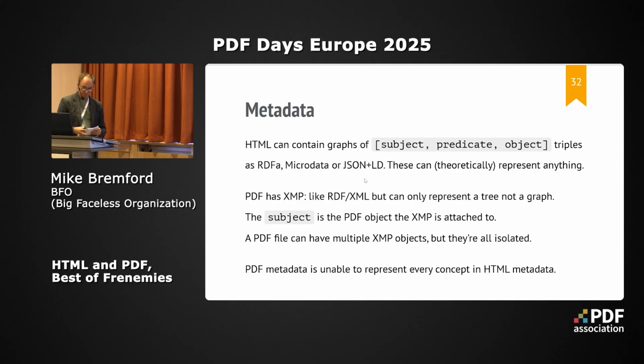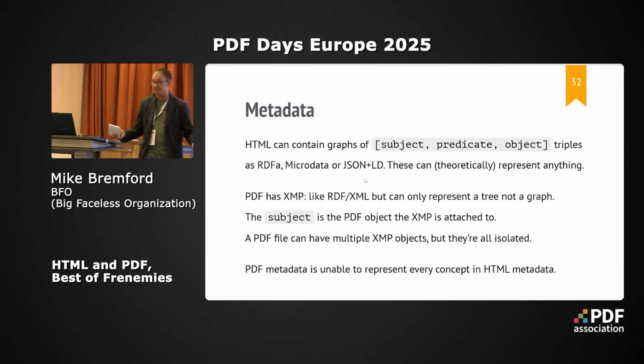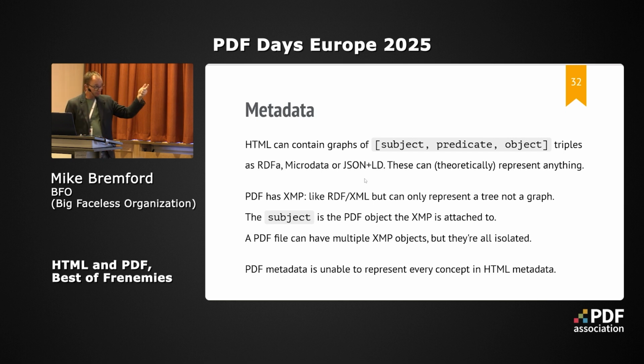Metadata, a feature of both document objects. Now, all metadata is conceptually just a triple. If I say the document title is HTML to PDF, then the document is the subject, title is the predicate, and HTML to PDF is the object. A collection of triples is known as a graph, and HTML has many ways to embed a graph of metadata within it: RDFa, microdata, JSON-LD. HTML is extremely flexible here.